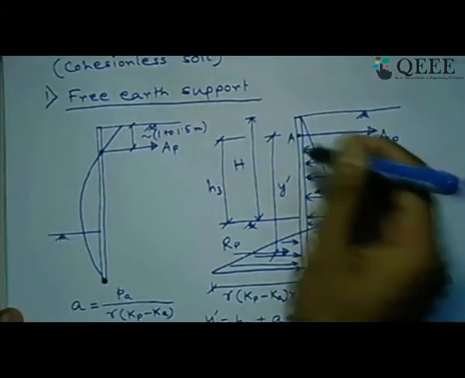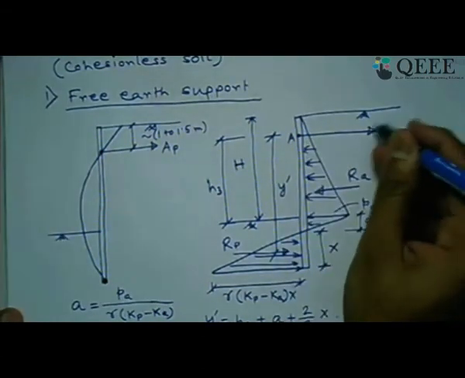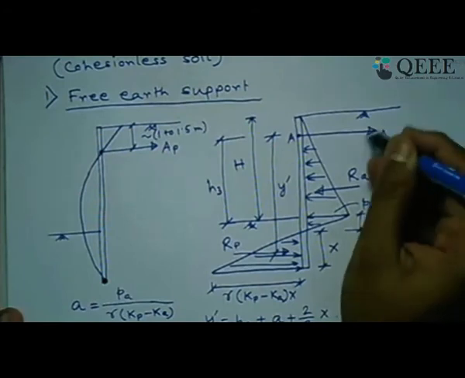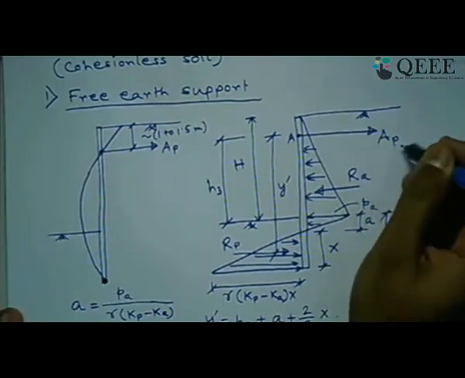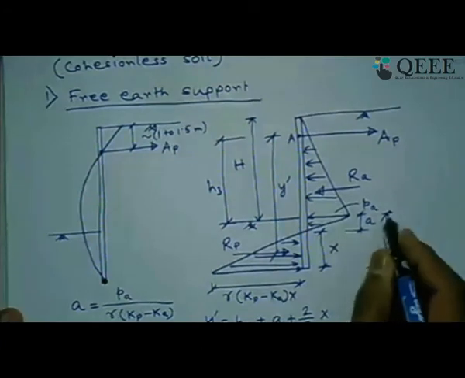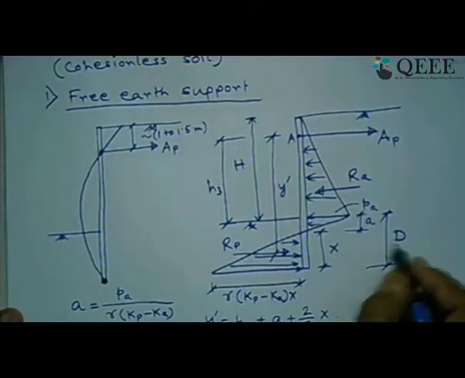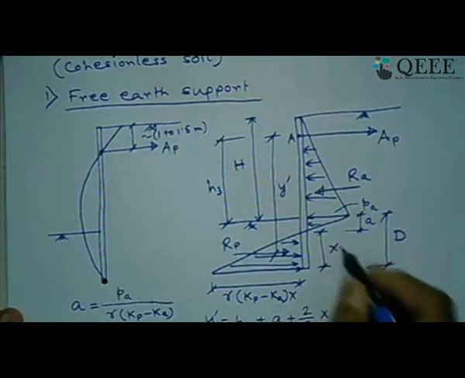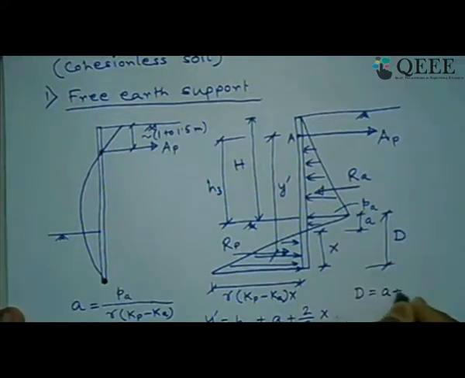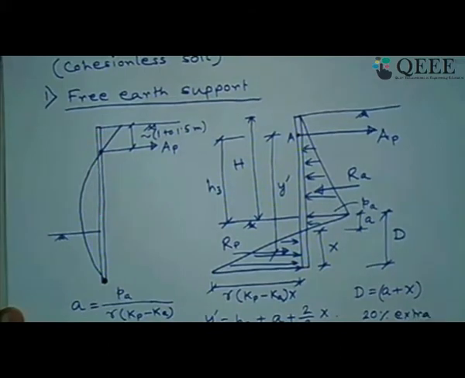So that is the way we can easily get the anchor pull out load or capacity which is required to be designed, and also the embedment depth D we will get, because A we know, X we have computed, so D is nothing but A plus X, and then apply the additional factor of safety, so 20% extra you provide for D to get the design value of embedment depth for this anchored sheet pile wall.